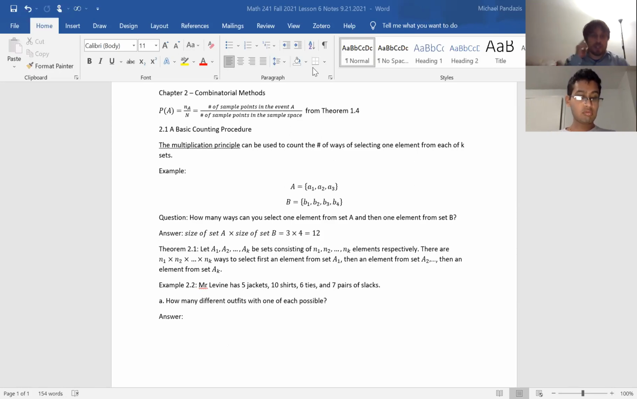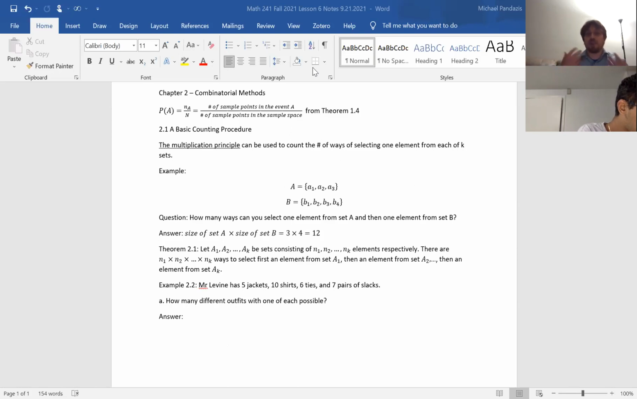So how can we apply theorem 2.1 specifically to this example? What are the sets, what are the A's in this example, and what are the N's, right? In this example, we have 4 sets: A1, A2, A3, and A4. So A1 is a set of 5 different jackets. A2 is a set of 10 shirts. A3 is a set of 6 ties, and A4 is a set of 7 pairs of slacks. And N1 is 5, N2 is 10, N3 is 6, and N4 is 7. So we have the A's and the N's from theorem 2.1.